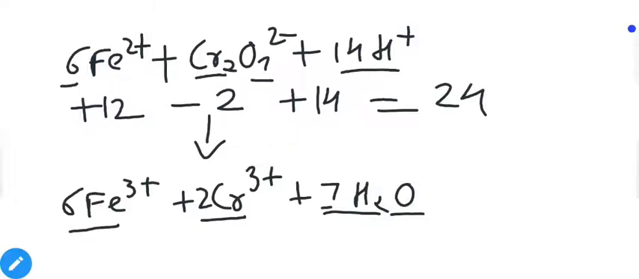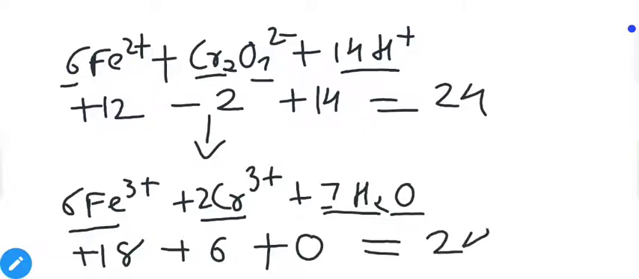So positive 24 from the reactant side. Let's check the product side. 6 Fe plus 3 will produce plus 18 charge, plus 2 Cr plus 3 which produces plus 6, and water molecules are neutral, so all of them will produce 0. So the total charge is 24. So now this reaction is completely balanced.